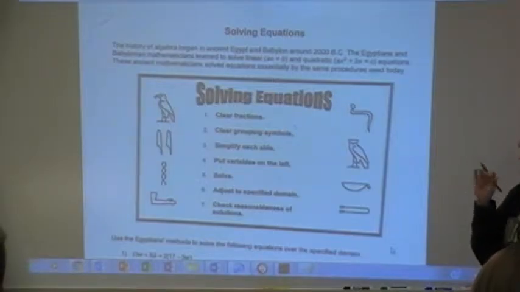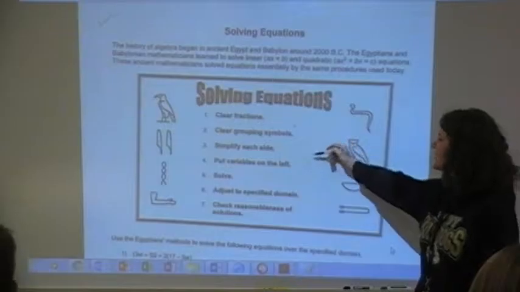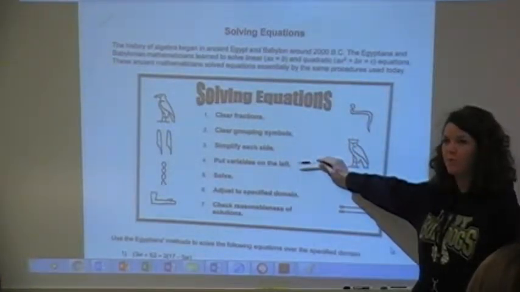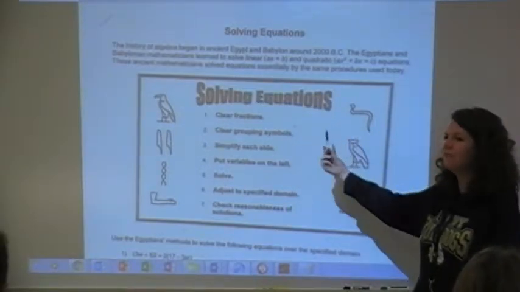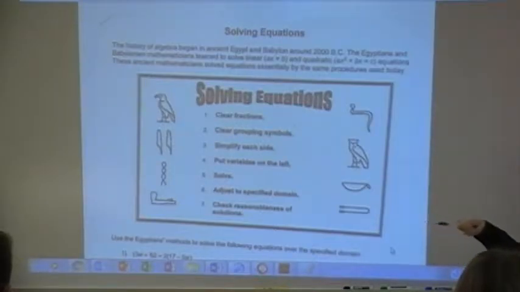This is simplify each side. That takes care of addition, subtraction, combining like terms. Then this says put your variables on the left. Honestly, you don't have to put them on the left. I don't really care where you put them. Most of the time I put them wherever they'll be positive. But the left is the way we read from left to right, so that's why they said that. The last thing you do is solve for the variable.